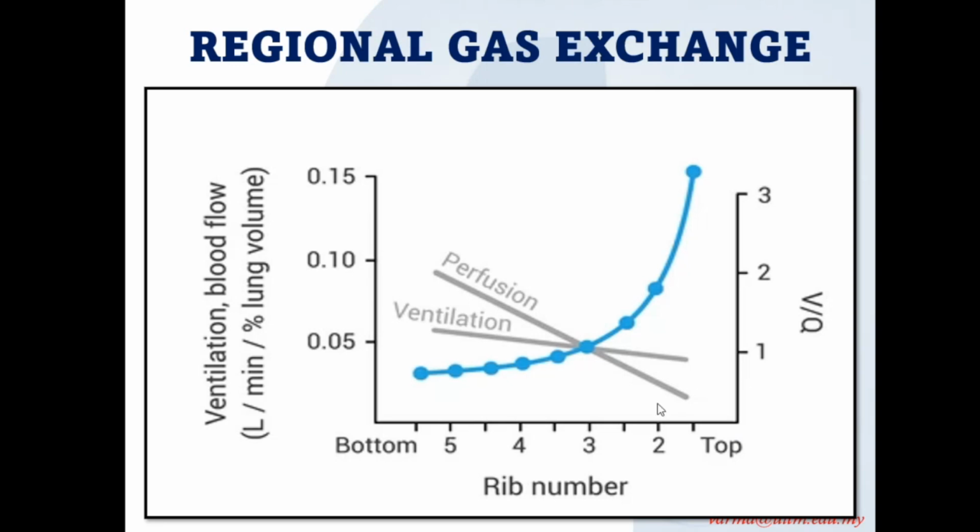You can see the part at the apex. It means the apex of the lung, at the top, at rib number 1 or 2, your perfusion and ventilation are low. As it goes down, at the bottom of your lung at the lower ribs, your ventilation and perfusion increase, but perfusion increases tremendously compared to your ventilation. Thus, there will be regional VQ differences.